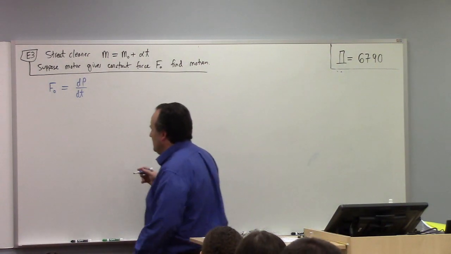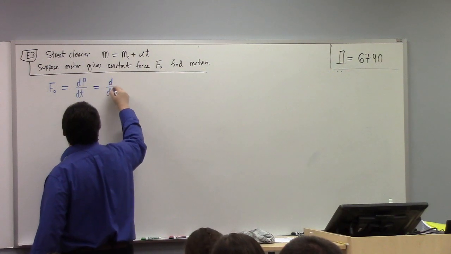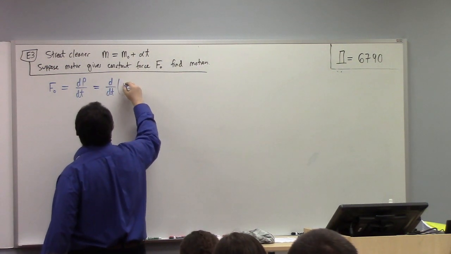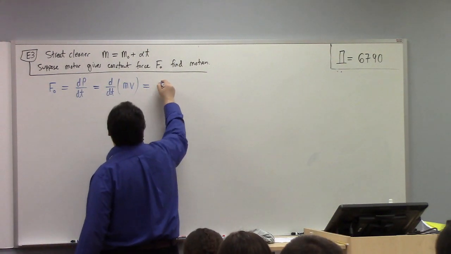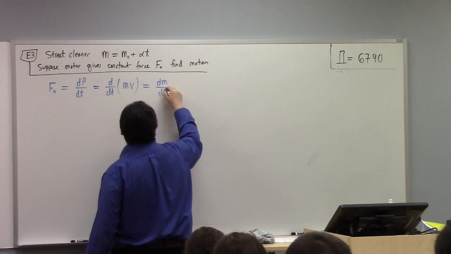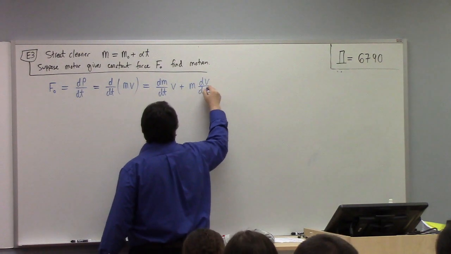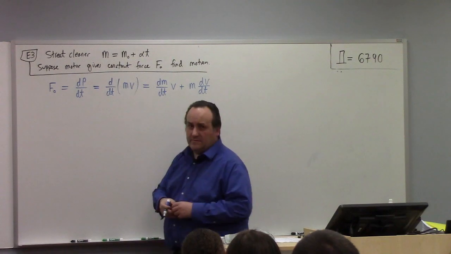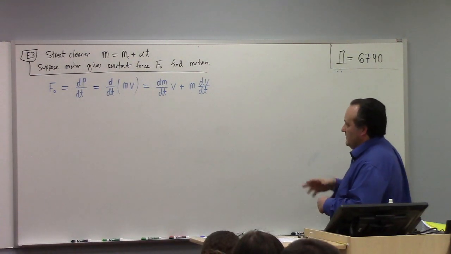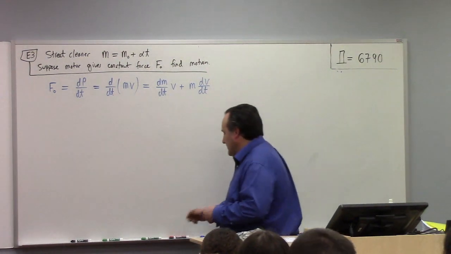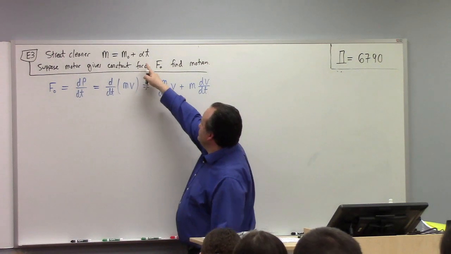So p is what? mv, right? But now we've got two terms: dm dt times v plus m times dv dt, because the mass is changing. But I've told you how the mass changes. I made this problem relatively easy to think through. So dm dt is what?